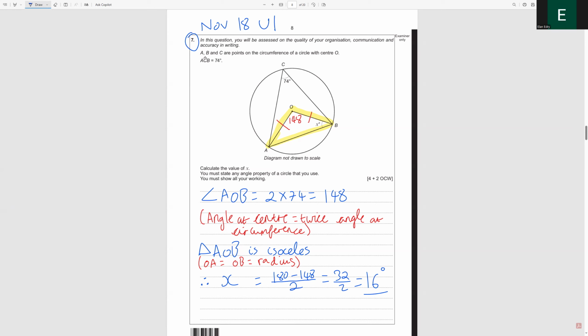Give me one second before I do some of the past paper ones, but I just want to make one first. So that's X.